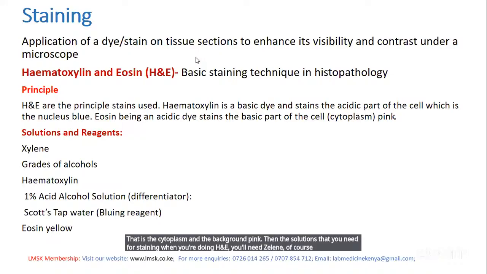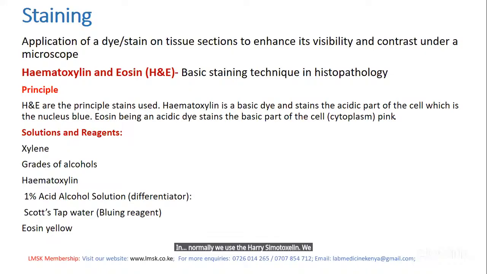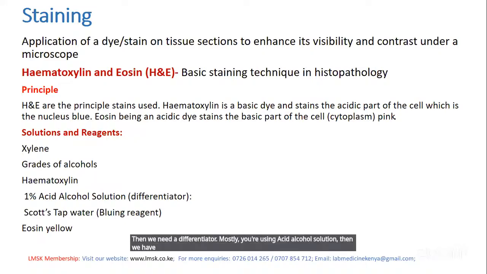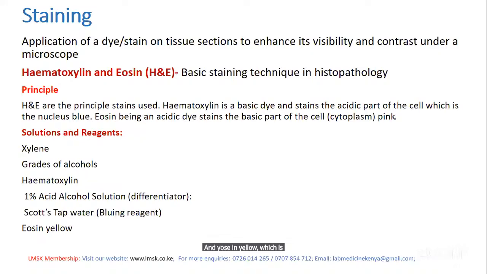Then the solutions that you need for staining when you're doing H&E: you'll need xylene, of course, to complete the dewaxing. Then you'll need grades of alcohol, both descending and ascending. Then you'll need hematoxylin stain. Normally we use the Harris hematoxylin. We have other types of hematoxylins like Weigert's, but you're using Harris hematoxylin. Then you'll need a differentiator, mostly acid alcohol solution. Then we have Scott's tap water for bluing, and eosin yellow, which is our counterstain.